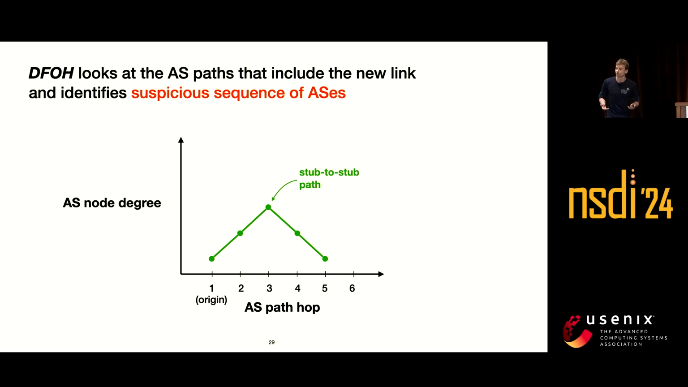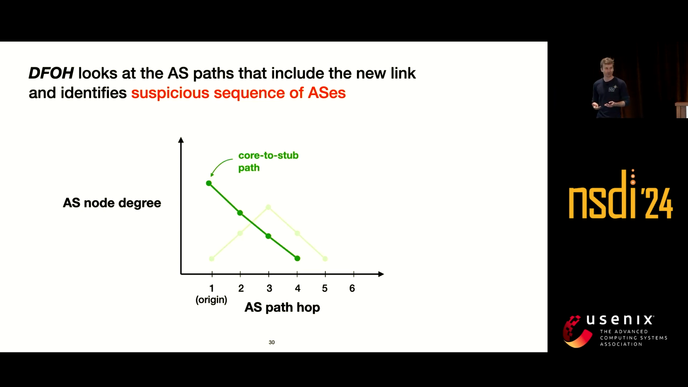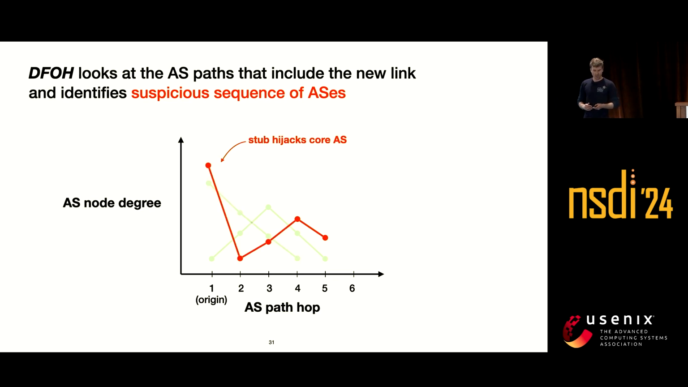That's a legitimate pattern. This is also a legitimate pattern. It can happen between a core and a stub. The origin has a high degree, it is the core, and then it goes down. But this is a suspicious pattern. It could typically happen when a stub hijacks a core AS. Here the origin has a high degree. It's the victim, the core AS. The second AS in the AS path has a very low degree. It's the attacker, the stub. And then there is the normal pattern again, but overall, this looks very suspicious.